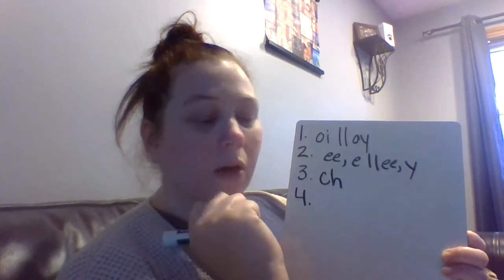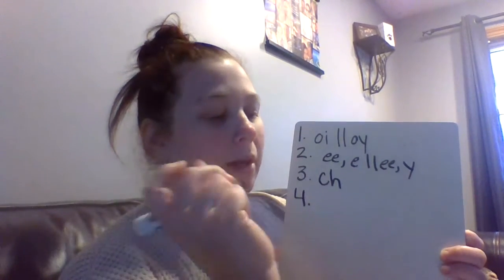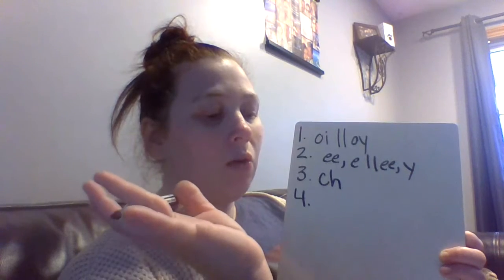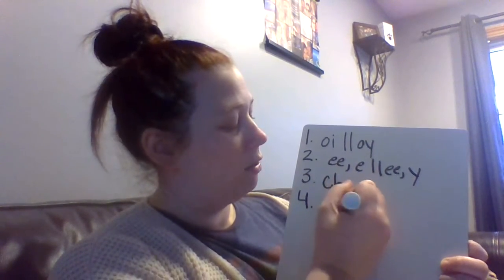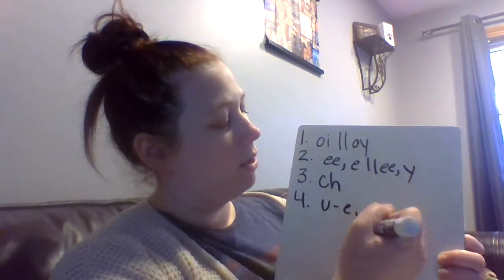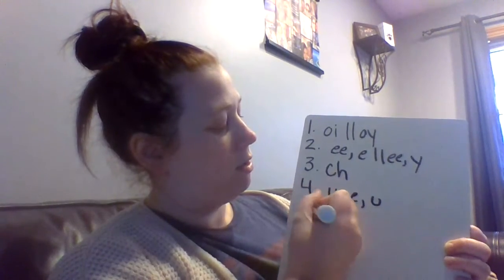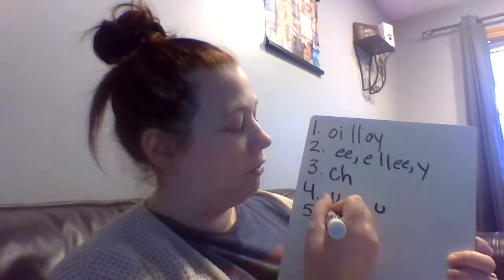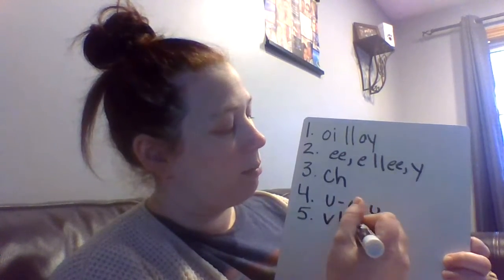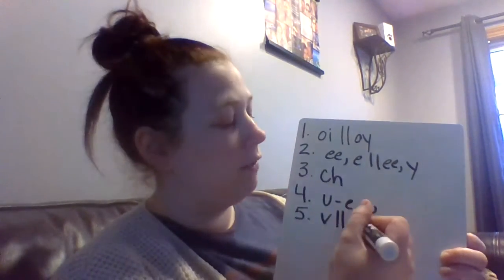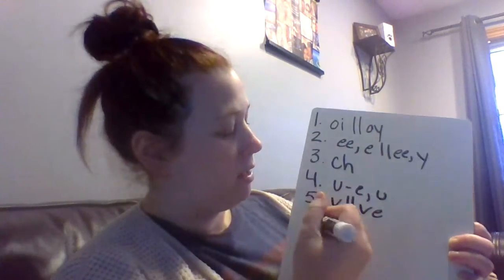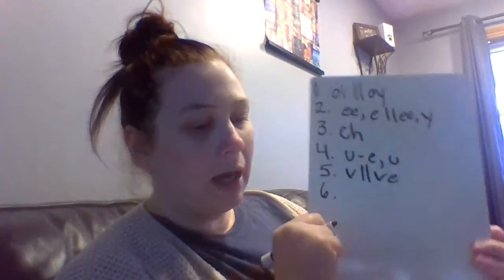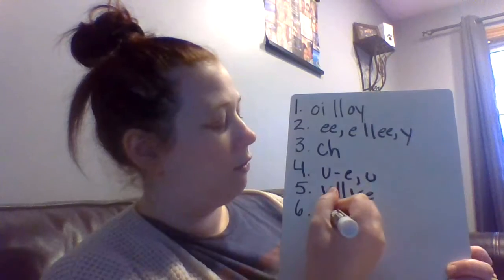Number 4, we have U. We make U with U consonant E or a U. U consonant E, comma, U. Number 5, we have V. That's just V, or as a final sound, remember we don't spell words at the end with just V, so it's V-E. Number 6, we have or. That's O-R.